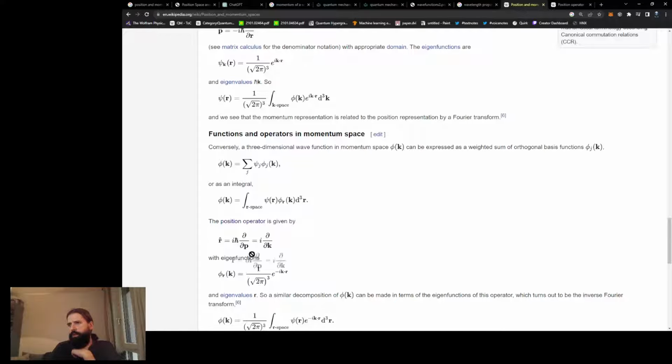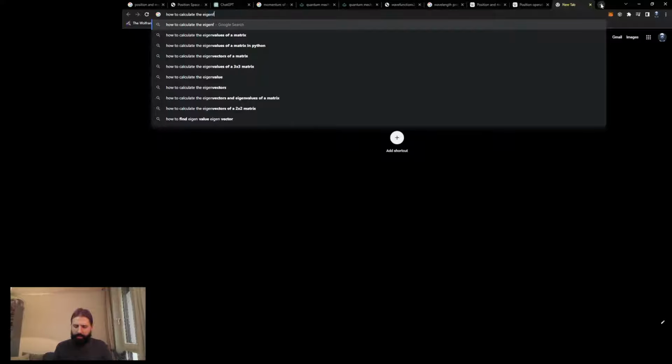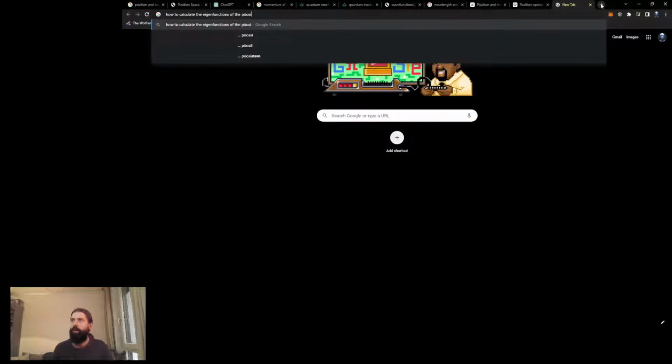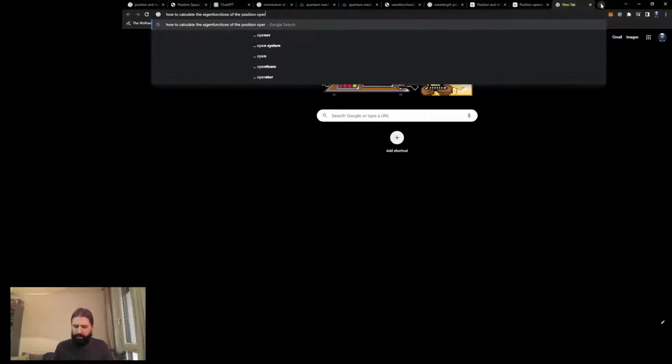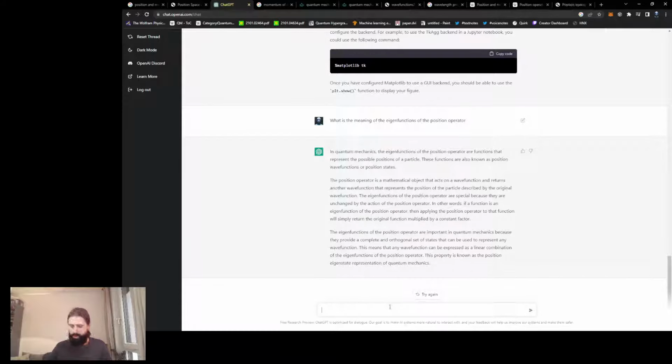So I guess that is maybe the next little piece of detail: how to understand how to calculate the eigenfunctions of the position operator, right? How do you calculate these things? What does GPT say? How can I calculate eigenfunctions of the position operator?